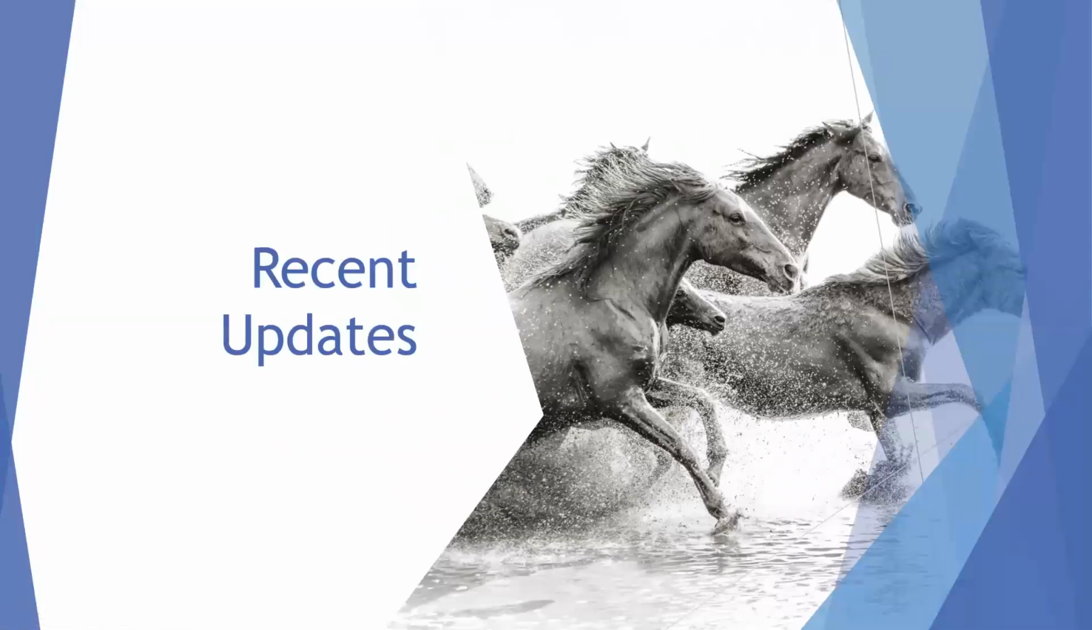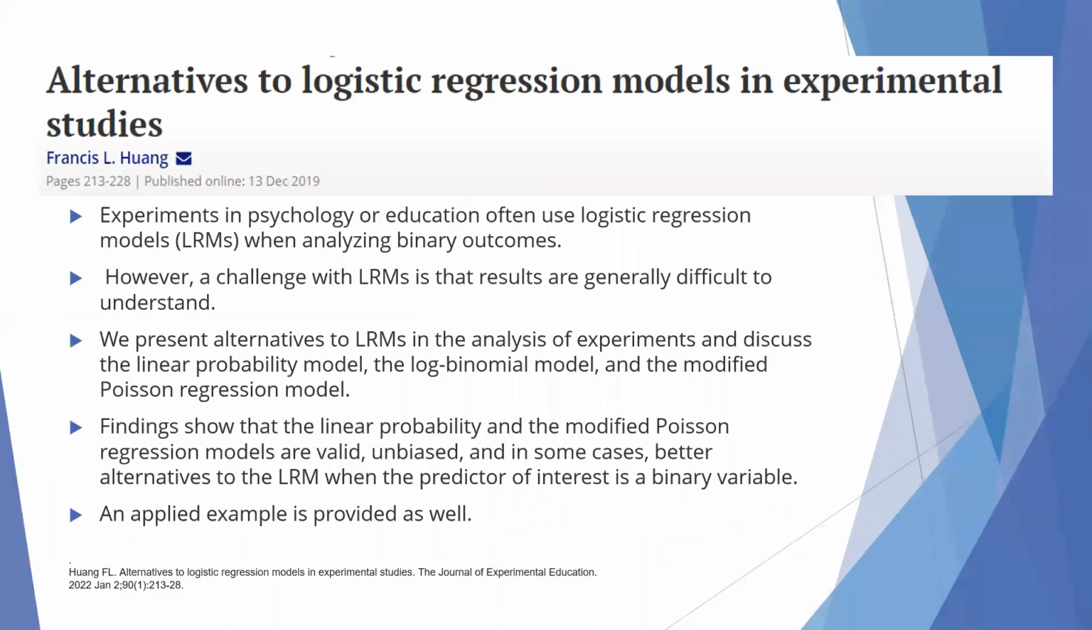So now it's time for the recent updates. This was a paper that was published, showing alternatives to the logistic regression model in experimental studies. In psychological or educational experiments, we use logistic regression models, and alternative models can give better results. One of them is the linear probability model, the log binomial model, or the modified Poisson regression model. When they applied these models, they got better results. Unbiased and more valid models were developed.